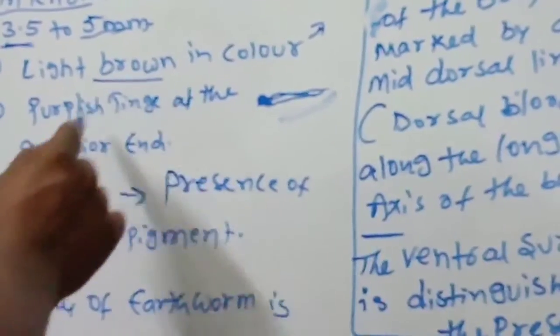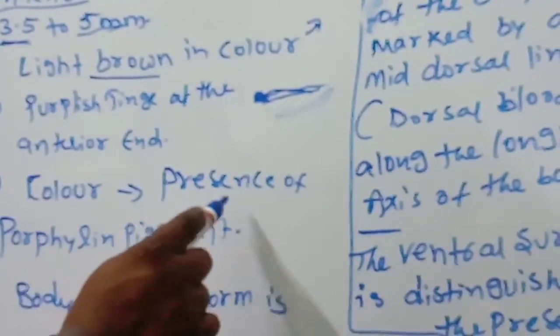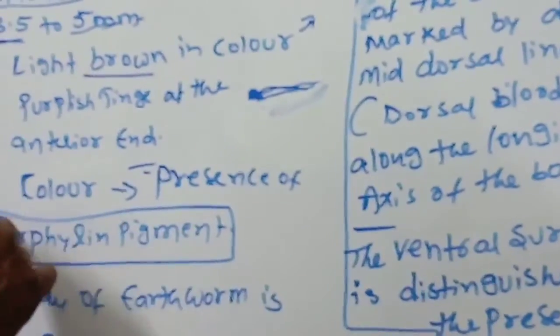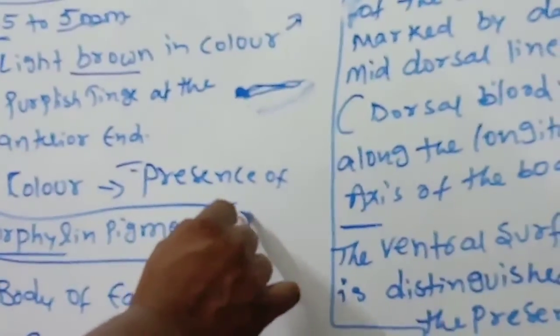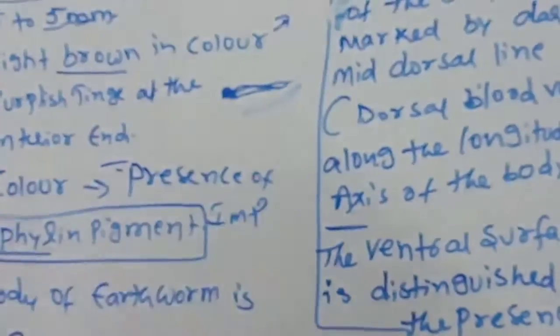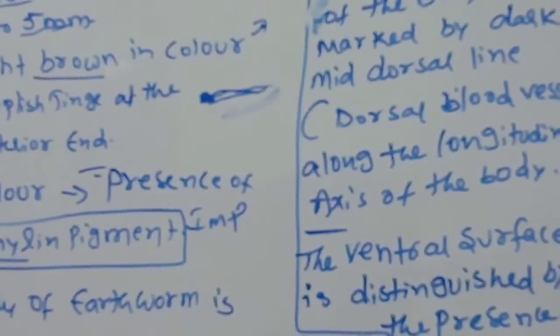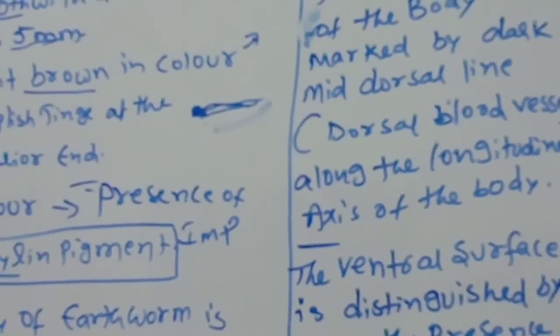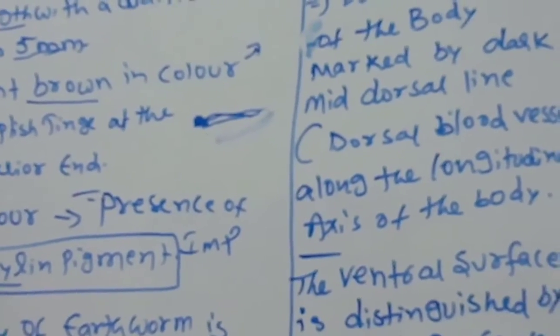Why is Lampito mauritii brown in color? Because of the presence of a very important pigment. What is that pigment? The presence of porphyrin pigment. Why the brown color? Because they have this pigment. What do you call that pigment? Porphyrin pigment.